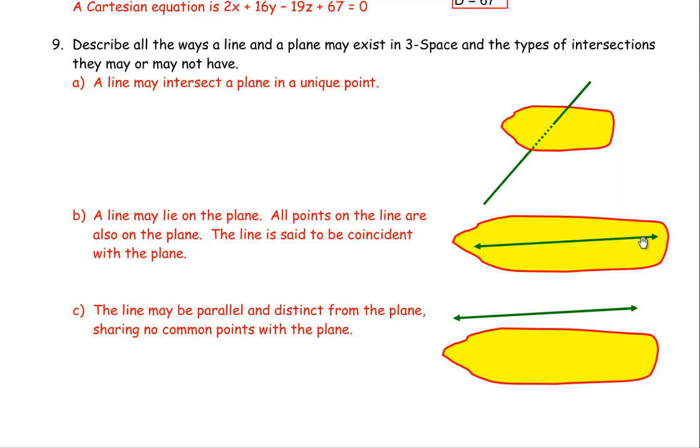The line could lie on the plane like this. And so every single point that's on the line would also be on the plane. That line is said to be coincident. So there's an infinite number of solutions here.